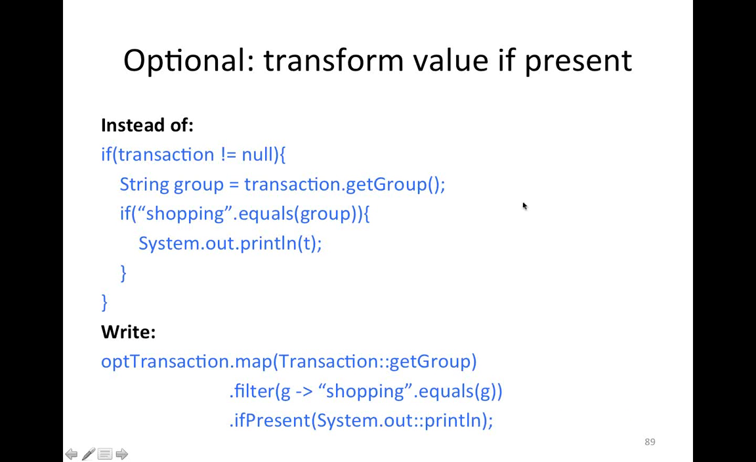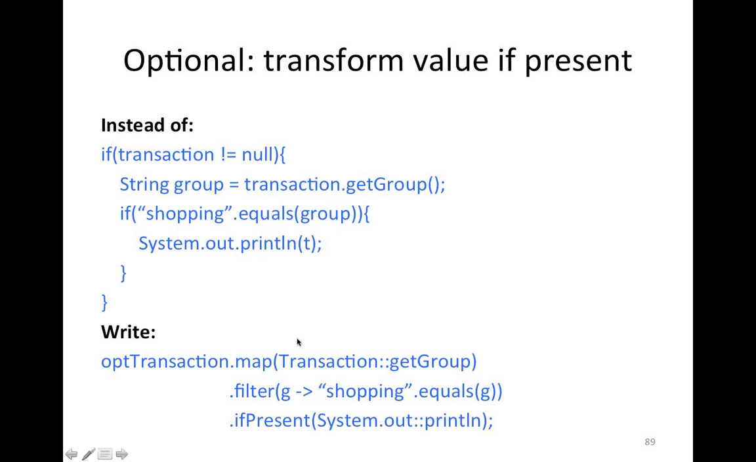Here's another, a bit more involved pattern. We'd like to transform a value if it's present. So let's come back to the transaction example. If transaction is not equal to null, then we'd like to get its group, and then we want to make sure that the group is equal to shopping, and then we print it. I'd like you to notice that this code is slightly smarter. We could have said group.equals(shopping), but if we had done that, then we'd have to check that group is also not null before we can check whether it equals shopping.